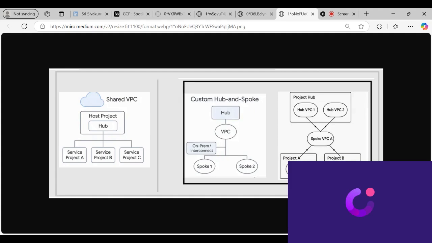So think about it. If you have an organization with multiple projects, then your architecture model would be shared VPC. Think of it, if you have an enterprise project across the globe, then your recommended architecture is hub and spoke architecture. And these two diagrams are the architectures of both shared VPC and custom hub and spoke model.